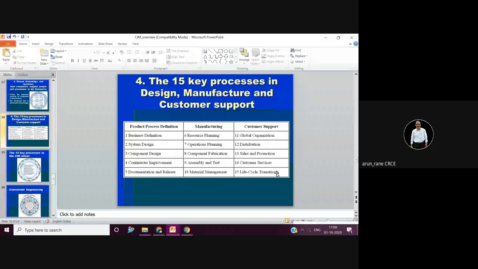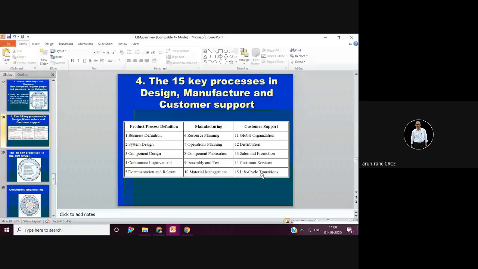Then customer support, that is, you have to see that your product goes across the globe. You have to distribute accordingly. You have to plan the logistics accordingly. Sales, and you have to see that you keep on promoting your product. You give good services to the customers. And life cycle transitions, that is life cycle management, means after a certain time you have to see that your product retires from the market and you launch a new product, you develop a new model. That is what life cycle transitions means.